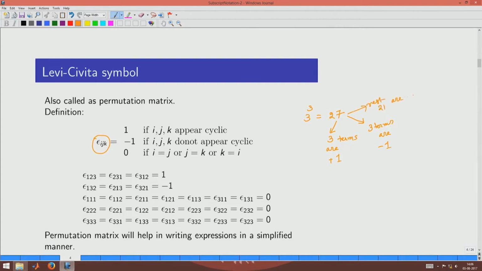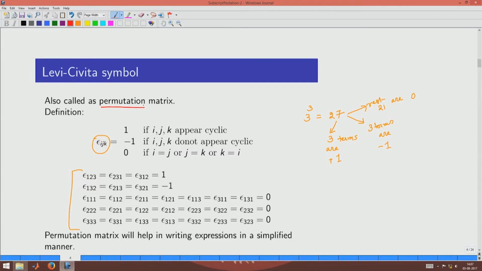21 are zeros. These values are determined by the subscripts of epsilon i, j, k: if they are cyclic, then it is 1; if they are not cyclic, then it is -1; and if there is any subscript that is repeated, then we have that as 0. So, individually all the elements have been listed in these relationships here, and we can see that there is a special property of epsilon, which is why it is of course called the permutation matrix.